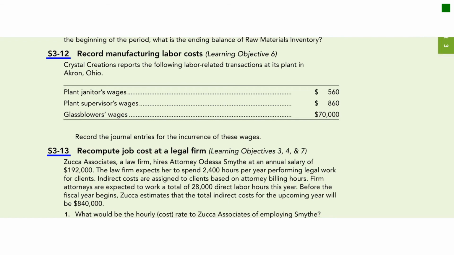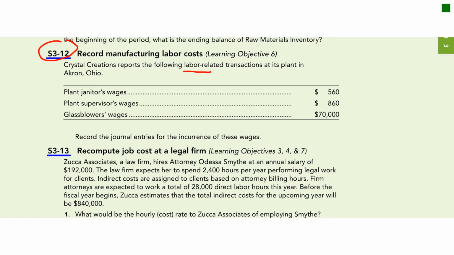Okay, so for this one, we're looking at short exercise 3-12, and we're going to show you how to do some record keeping for the labor. So it says that Crystal Creations has the following labor-related transactions at its plant in Akron, Ohio. We've got the plant janitor wages, the plant supervisor's wages, and glass blower's wages.